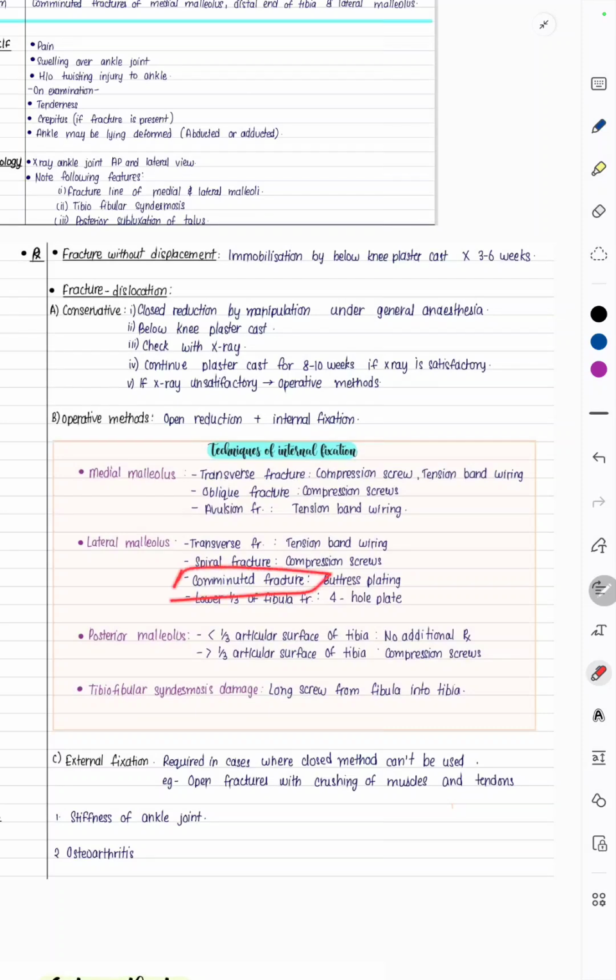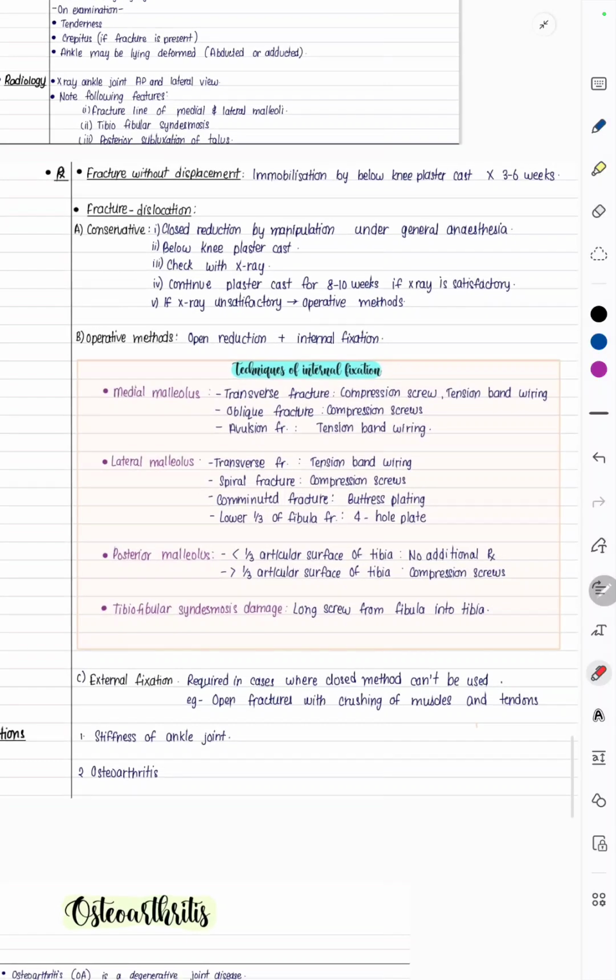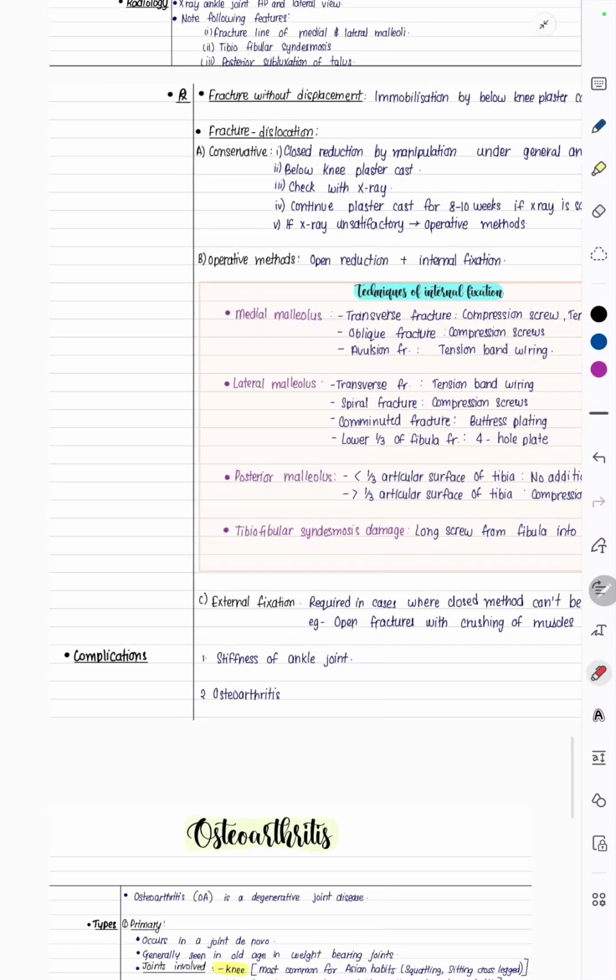For comminuted fractures, buttress plating is used. At a lower end of fibula, the fracture that is seen in pronated position, external rotation, for that plate is used. Then posterior malleolus. The posterior malleolus is getting damaged only in case of external rotation in the supinated position. For that, the compression screws are used. Tibiofibular syndesmosis damage is seen in pronated position, external rotation, where a long screw is used that extends from the fibula to tibia. Then the complications.